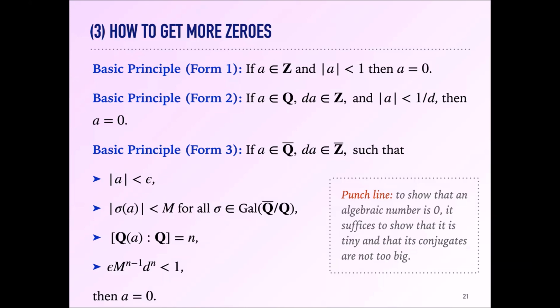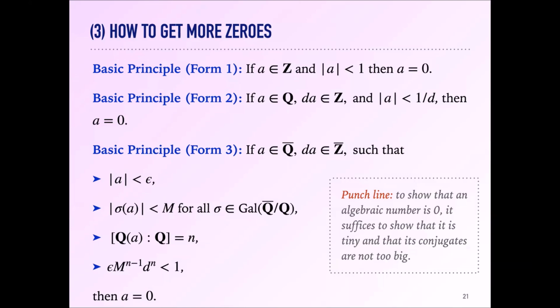Two ideas we're going to use in conjunction. One is this basic principle that I want to explain now, which is how do you show that an algebraic number is 0? Well, it suffices to show that it's small enough. So the simplest form of this is the fact I mentioned earlier. If I have an honest integer and its absolute value is less than 1, then it has to be 0.